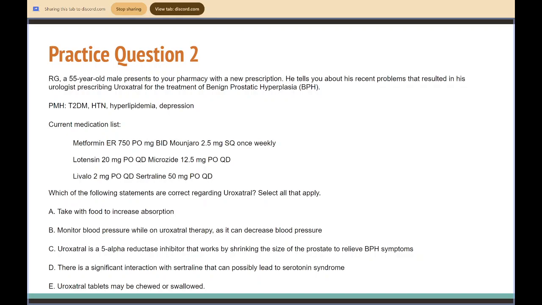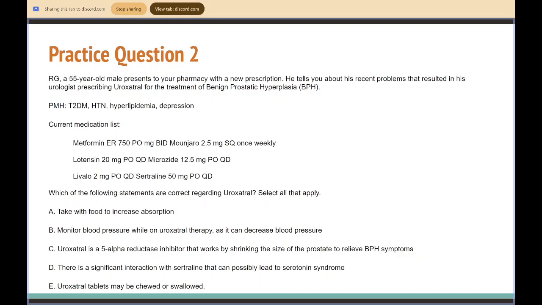C is incorrect. Because uroxetrol is an alpha 1 adrenergic antagonist. It relaxes smooth muscle tone to improve urinary flow and improve the lower urinary tract symptoms. Remember, alpha blockers do not reduce the size of the prostate. However, 5-alpha reductase inhibitors like dutasteride and finasteride do decrease prostate size in the treatment of BPH.